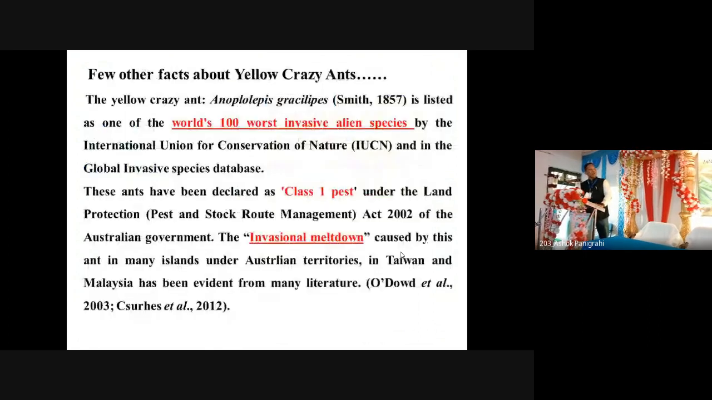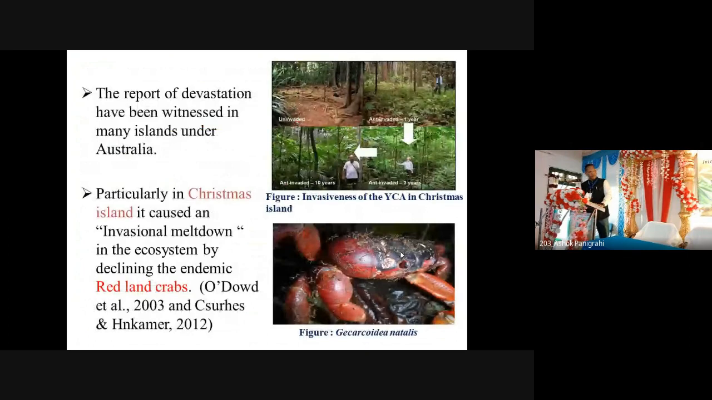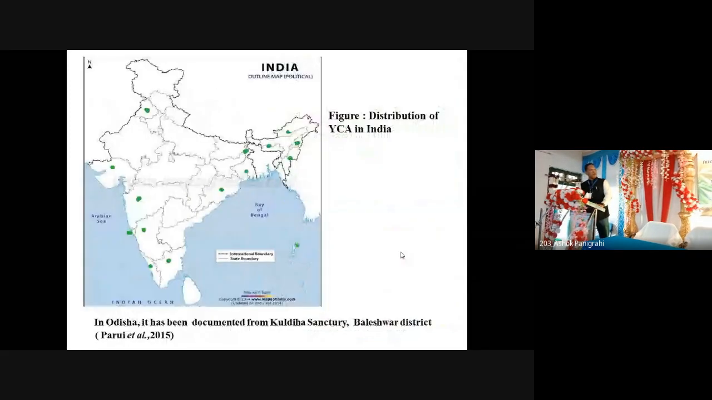I am not going into detail. Another example is that the Australian government spent crores of rupees because an invasive species eliminated many native species of crab from Christmas Island. Once the number is growing, it is very difficult to control.